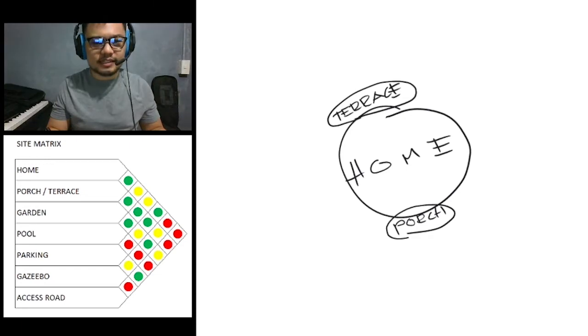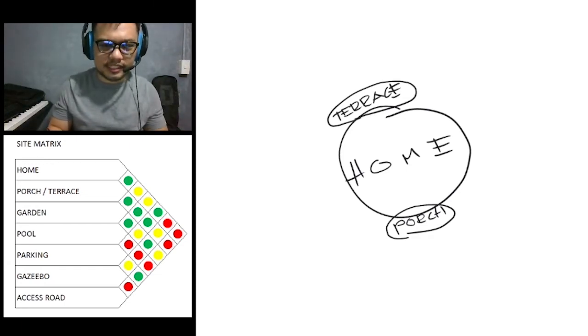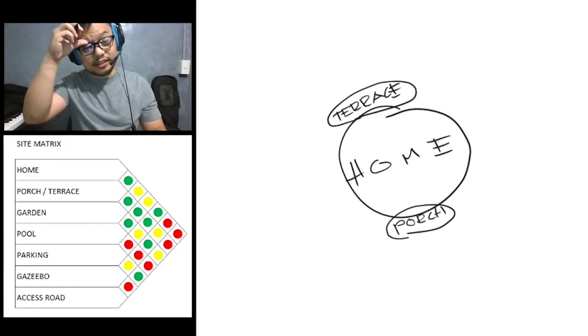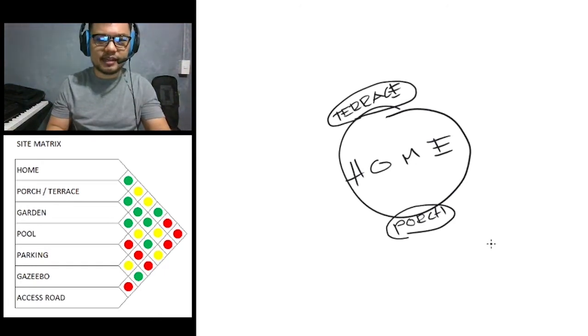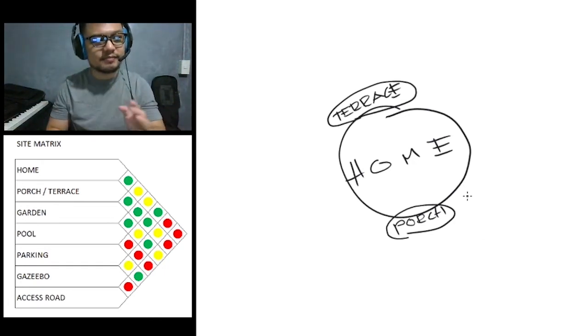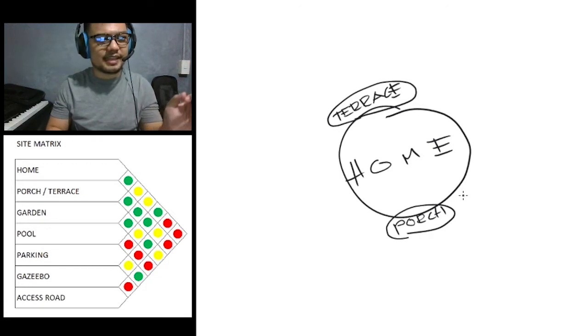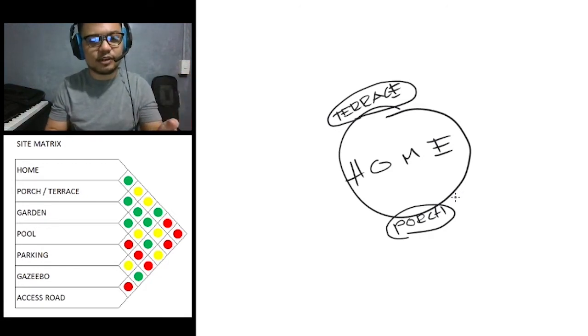Next, we have the garden. The matrix diagram states that it is in direct contact with our porch and terrace, but indirect contact with our home. As you can see here in the bubble diagram, I drew the porch and the terrace bubbles overlapping the home bubble. That's how we're going to represent that they're in direct contact with each other.